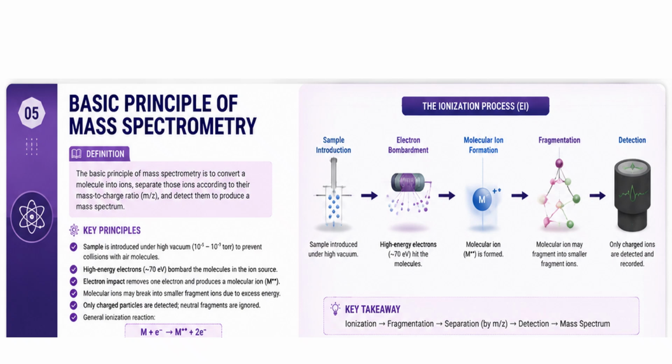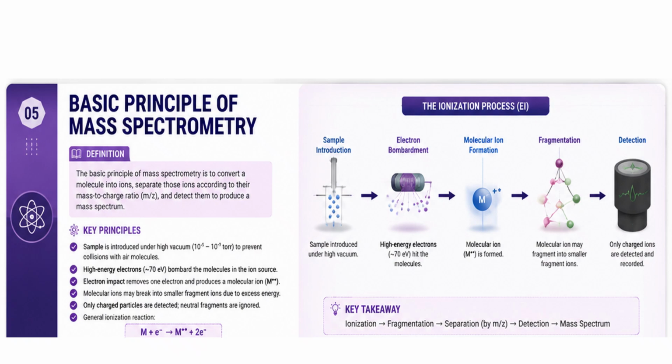After ionization, the molecular ion may break into smaller fragment ions because of the extra energy it receives. These fragments are very useful because they help identify the structure of the original molecule. Then, the charged ions are separated according to their mass-to-charge ratio. Lighter ions and heavier ions behave differently, so the instrument can separate them.